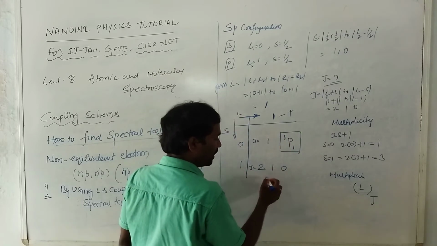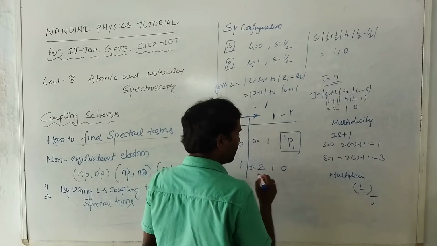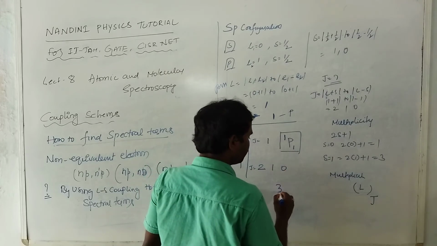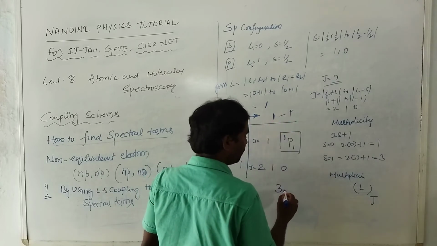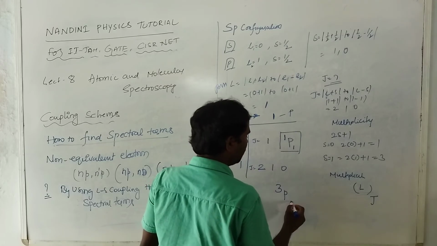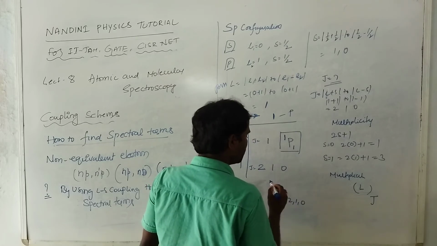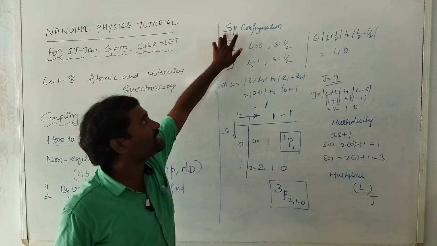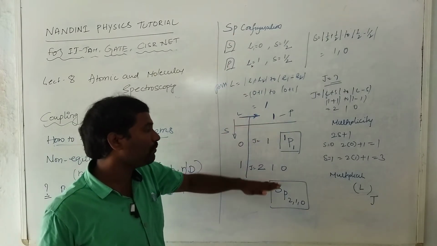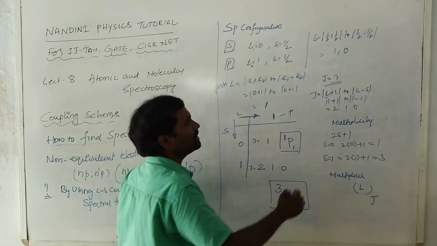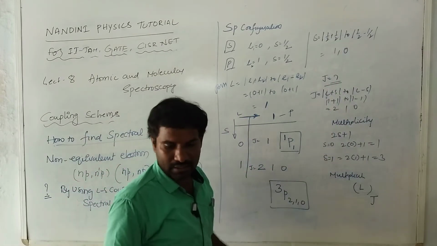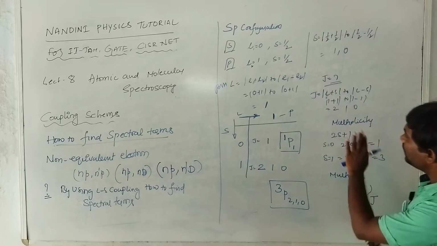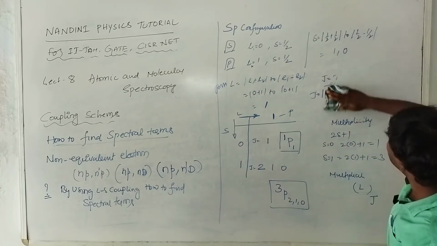Similarly, coming to this case, this is the spectral term: the multiplicity is 3, L equal to 1 is the P state, and J equal to 2, 1, 0. This is the multiplet. Therefore this non-equivalent sp configuration has 4 spectral terms. So these are the 4 spectral terms. I will erase these things. Okay, so these are nothing but the 4 spectral terms.